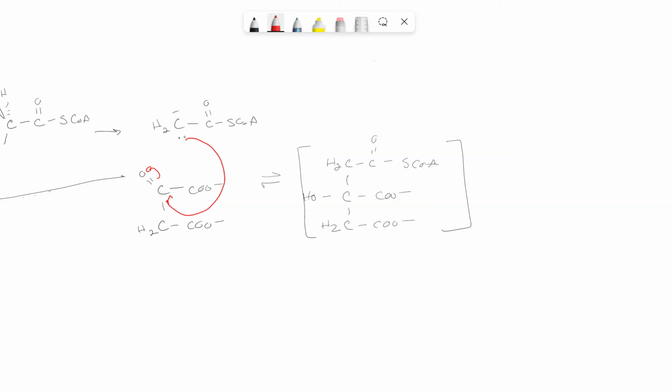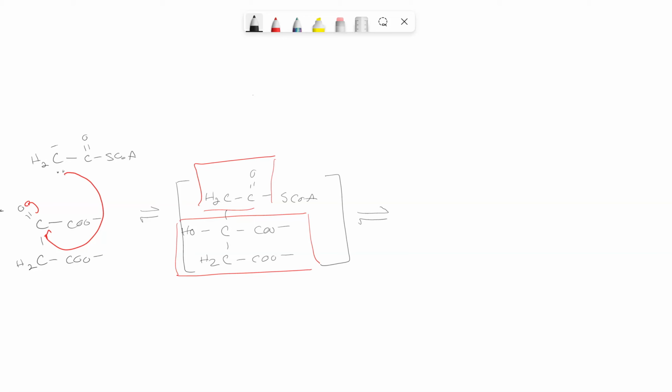and in this group we have the acetyl-CoA, and in this group we have the oxaloacetate. And then we get a second step with the addition of water and the loss of coenzyme A. And this gives us our citrate product, with 3 carboxylates.